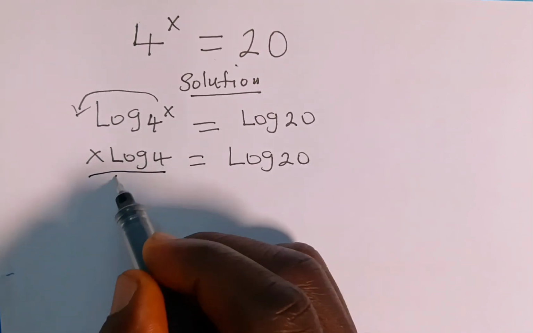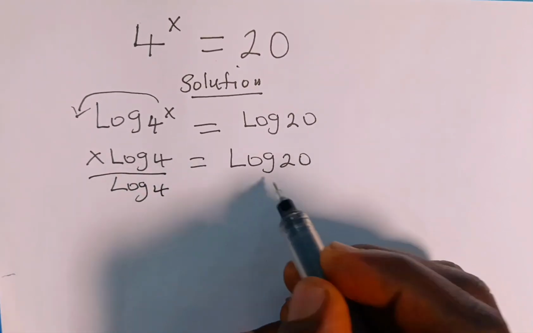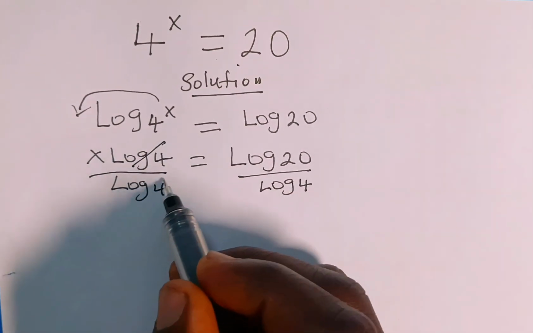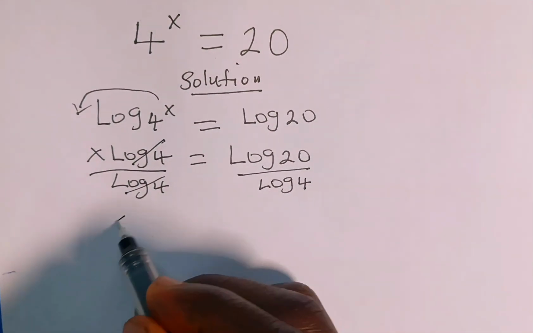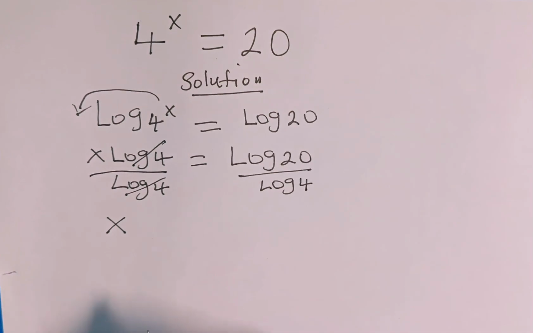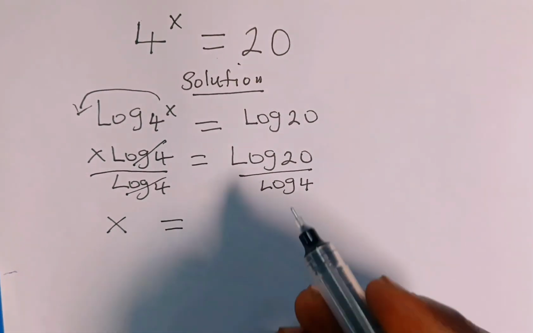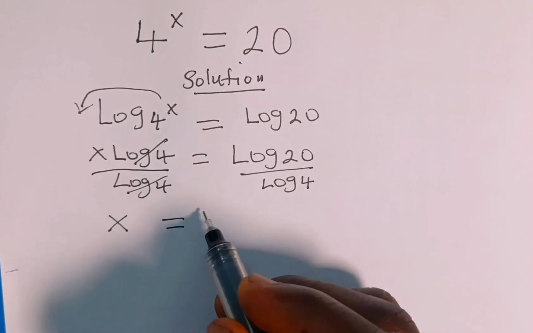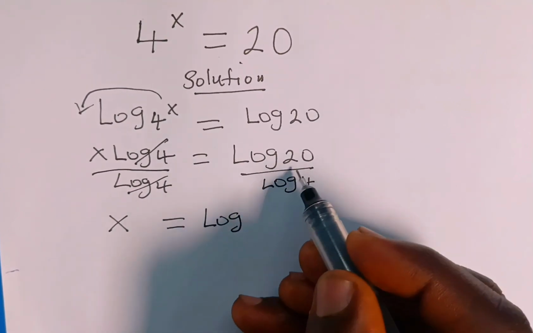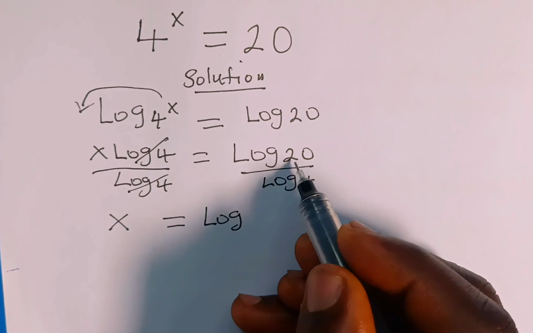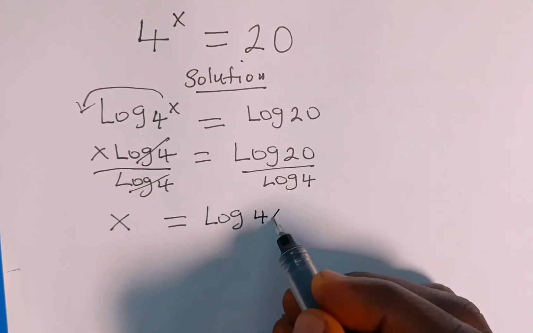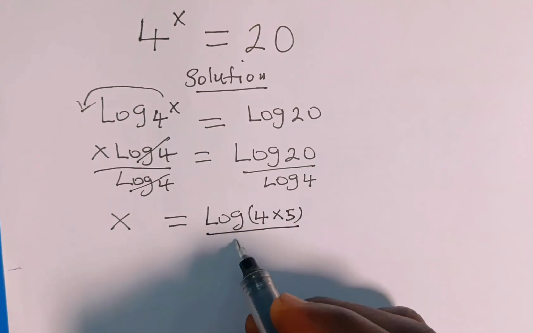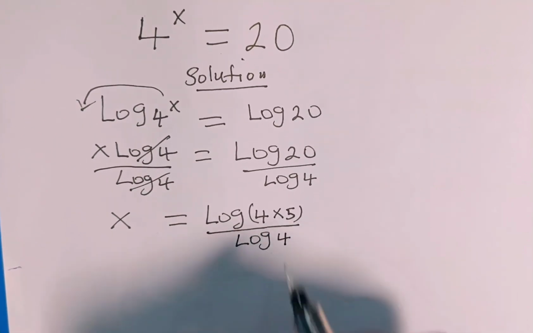So we divide the left hand side by log 4, and also we divide the right hand side by log 4, so that this log 4 is going to cancel this log 4. So we are left with only x on the left hand side, which is the same as log 20, and if you look at the denominator, we have log 4. Therefore, we can rewrite this 20 as 4 multiplied by 5, which is still going to give us 20, so everything all over log of 4.